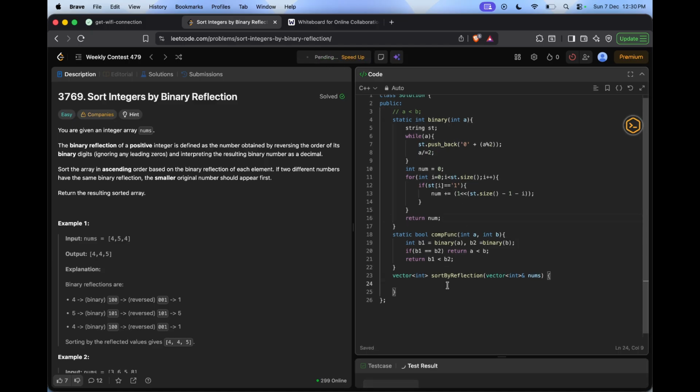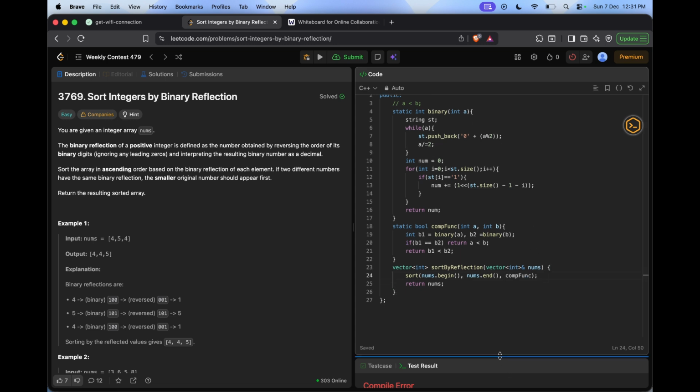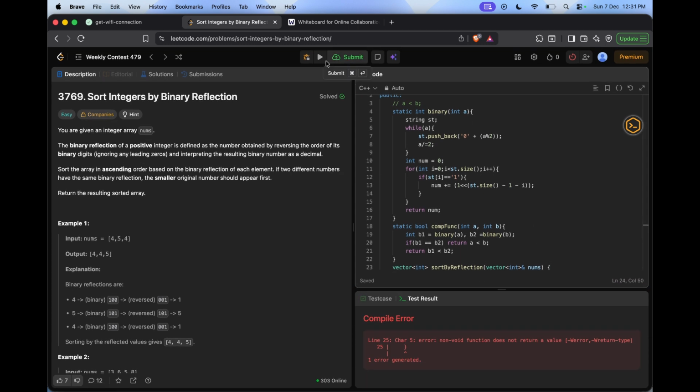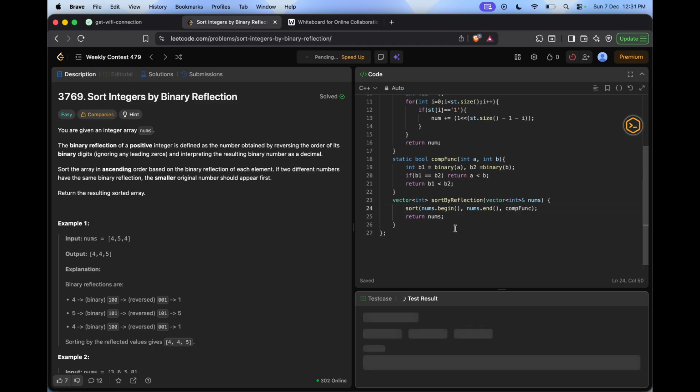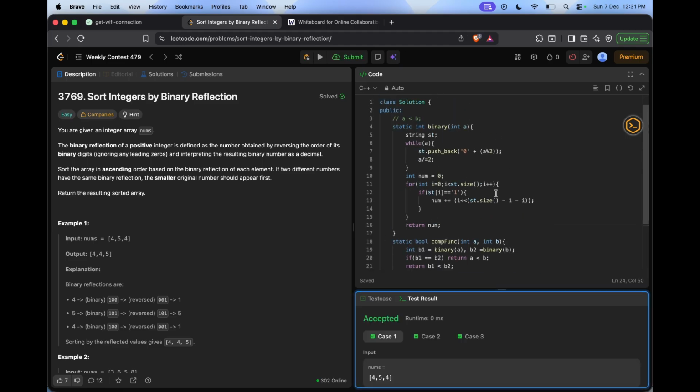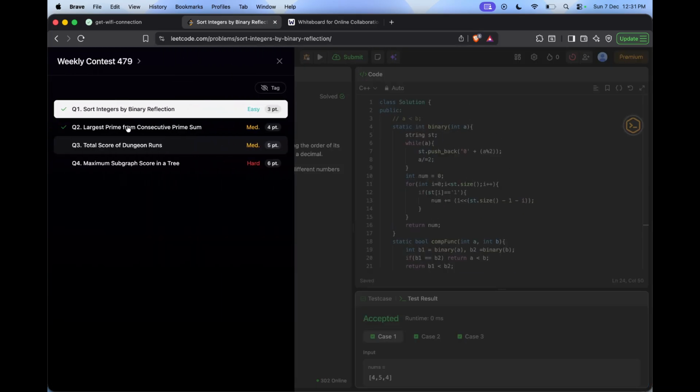Okay, we have not sorted the array till now. Sort it using the new comparator function, and then return nums. This is it. Let's move to the second problem now.